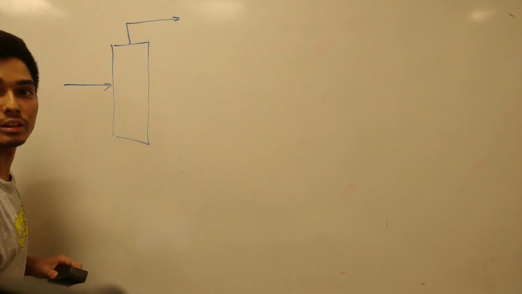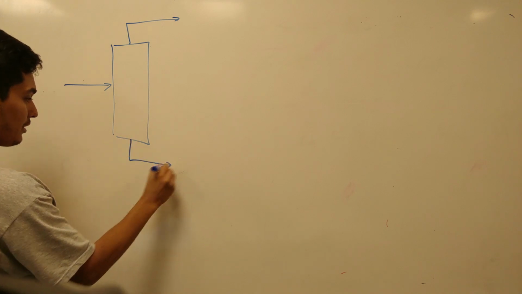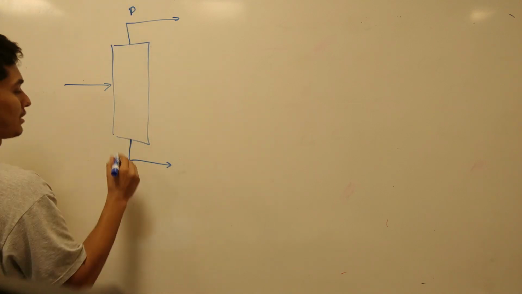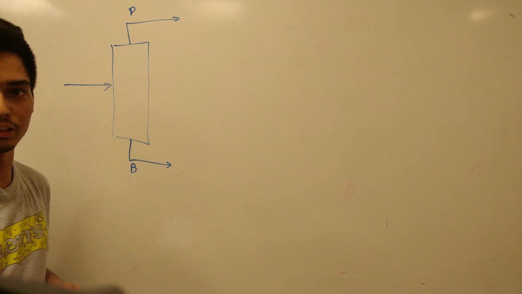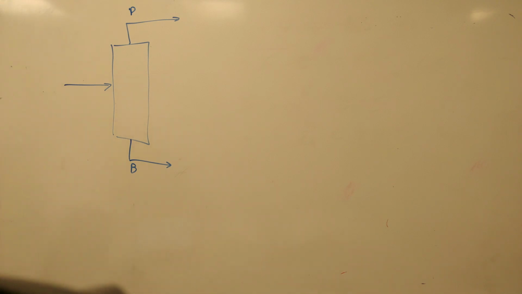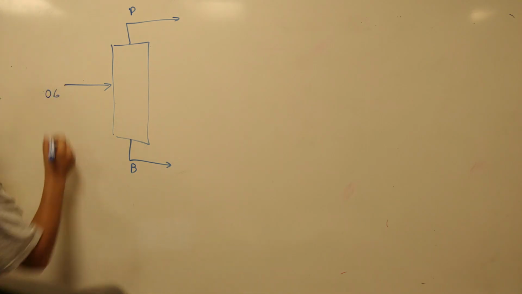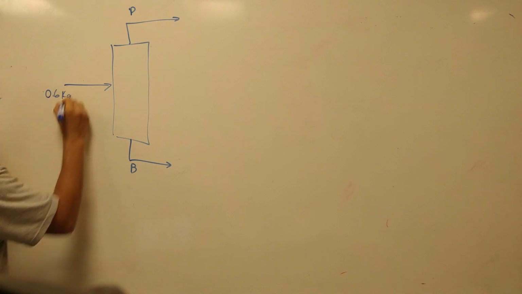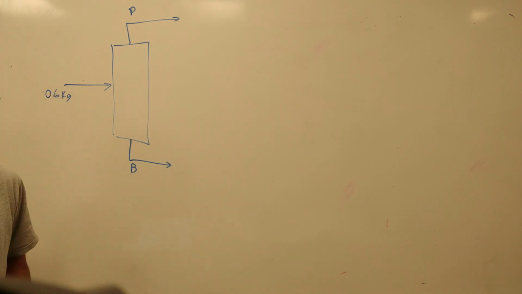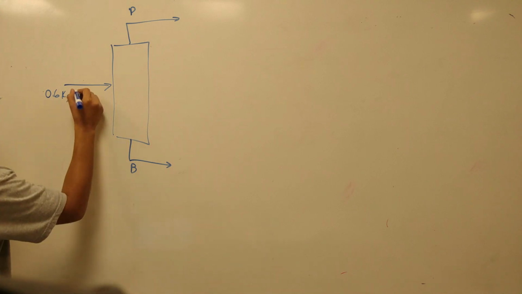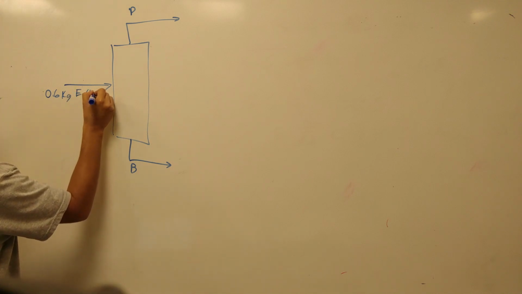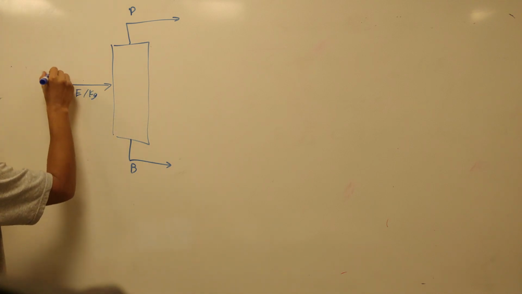So this is the distillate and the bottoms. We've done a bunch of distillation columns already. Okay, so the liquid mixture contains, what do we have? Okay, so we got some 0.6 kilograms of what? Ethanol per kilogram. Okay, this is going to be our feed stream.